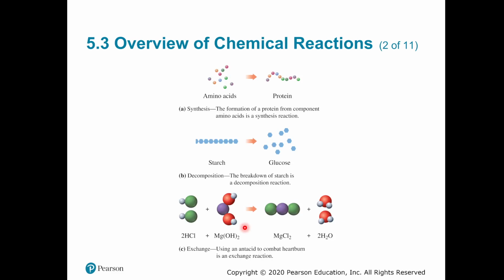Amino acids are the individual building blocks of proteins. And so when you put them together, that's going to be a synthesis reaction, right? Starch, on the other hand, is how plants store their energy, and it's going to be broken apart into glucose, and that's a decomposition reaction. We do the breaking apart of starch to glucose. This right here is actually an exchange reaction. You see that we don't necessarily build something more complex. We start with 2, we get 2 out, and so this one's an exchange reaction. We're exchanging parts of these.